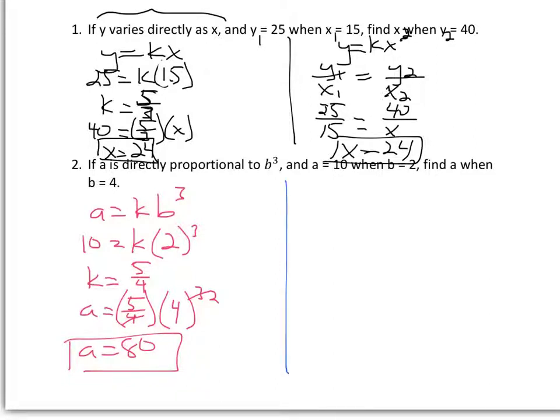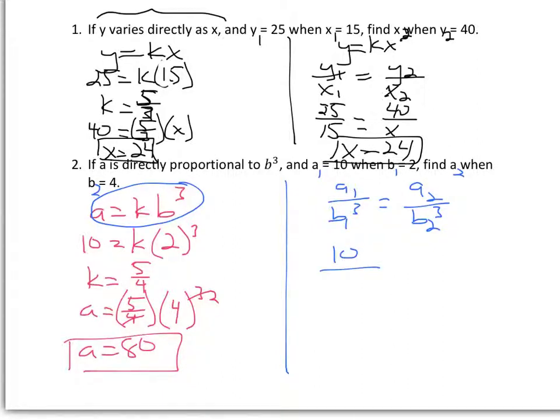Other way to do this is to turn this into a proportion. So when you manipulate this equation right here and get k by itself, we're going to get a over b cubed. So a1 over b1 cubed equals a2 over b2 cubed. Right? Well, I have a1, b1, a2, b2. Okay? So we're going to do the same thing. Plug all those in. 10 over b1 cubed is 2 cubed, so that's 8, equals a over 4 cubed, which is 64. So 640 divided by 8 is 80.